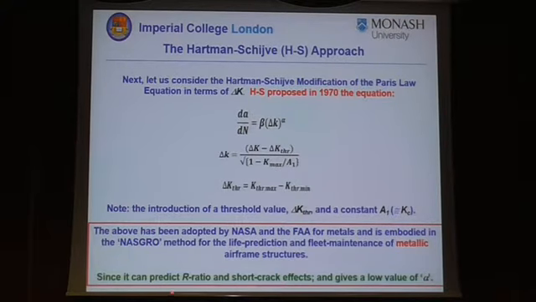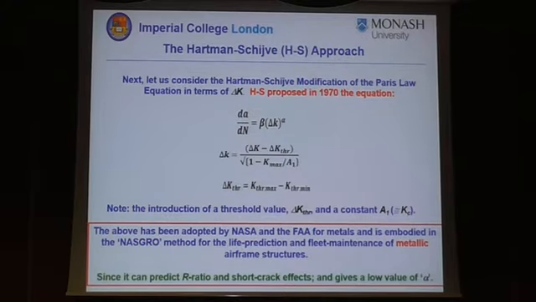And it can predict R ratio effects and very short cracks, which is a real problem, and it gives low values of alpha. If you have a high value of alpha, it means, of course, that a small change in the load gives a big da/dN value, and the crack runs away with you, and your predictions really are pretty useless.